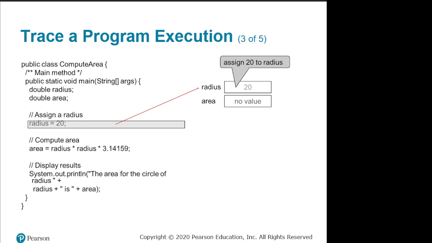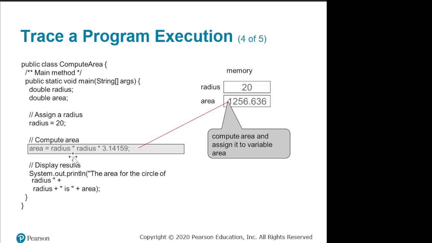That means when we come a little bit further down here, and area equals radius times radius, this right-hand side accesses the memory for radius and does this calculation. It then puts the answer to the calculation into the memory for area. And so area gets this into memory.